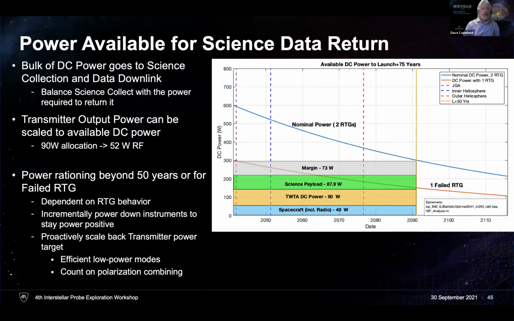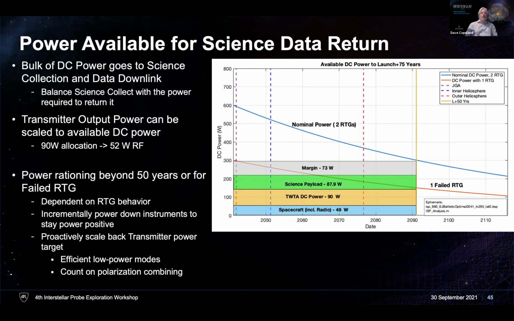Okay, the power available for the science return. We had discussed this at the last workshop. If we design to that 50-year point, you can see how the power is allocated between basic components here. It's split between the power required to generate the data we're sending down and the power it's taking to send it down. That's split between the science payload and what's going into driving those power amps, the TWTAs. And at 50 years, we're still maintaining a healthy margin, assuming that we've got both RTGs going.